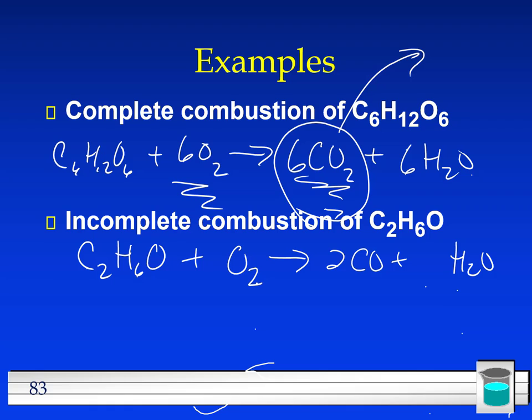There's 2 carbons, so I put a 2 next to carbon monoxide. There's 6 hydrogens, so I put a 3 next to water. That gives me 2 oxygens and 3 oxygens on my right side. That's 5 oxygens. On my left side, I got 1 oxygen already spoken for. So I need 4 more. Can I get 4 more? Just had to put a 2 there. And now that's 5 oxygens over here, 5 oxygens over here. 2 carbons on both sides, 12 hydrogens on both sides.